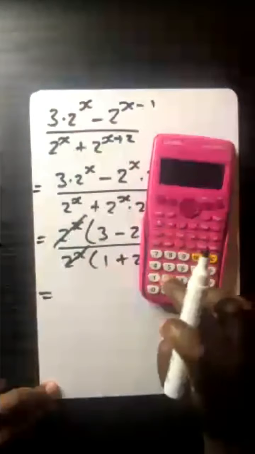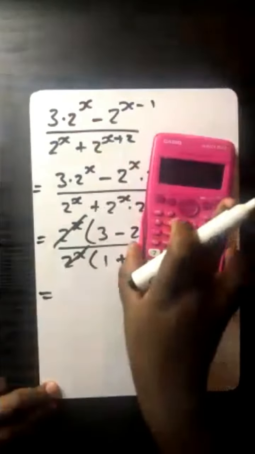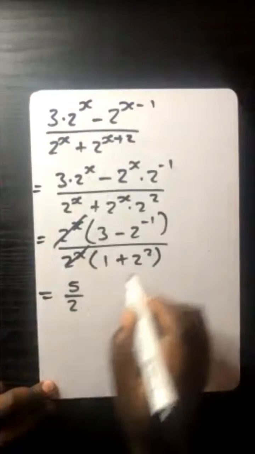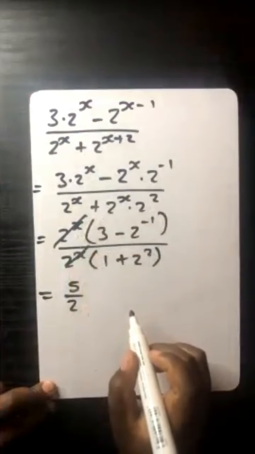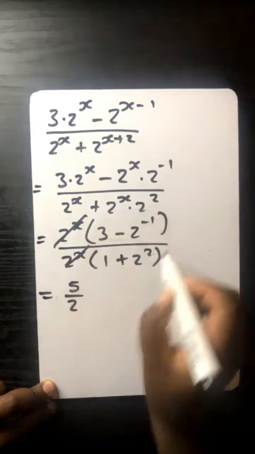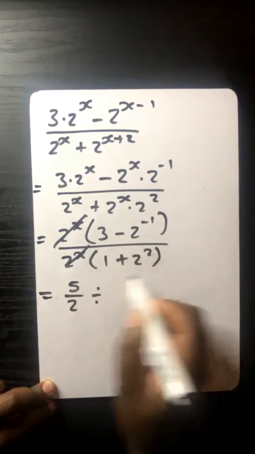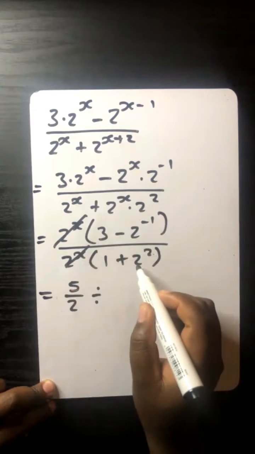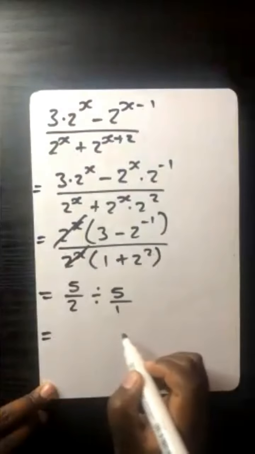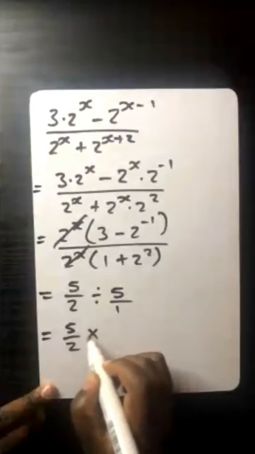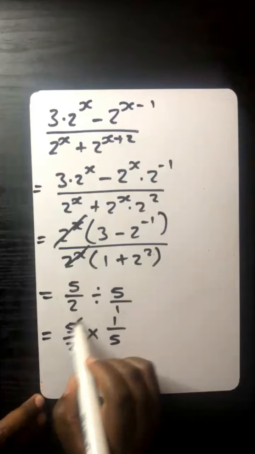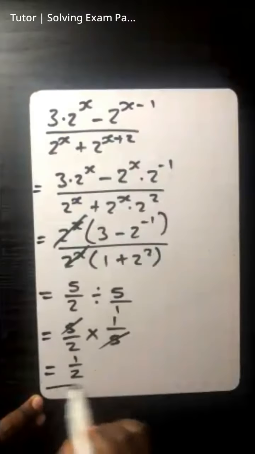3 minus 2 to the exponent negative 1 is 5 over 2, which means you've got 5 over 2 at the top. So you can just say divided by this at the bottom. This plus that is 4 plus 1 is 5. So you remember, guys, when you have a division sign, this is the same as multiplying by the reciprocal. You can say 5 over 2 multiplied by, you just swap those things. Then that divided by that, then you cancel, you've got 1 over 2.